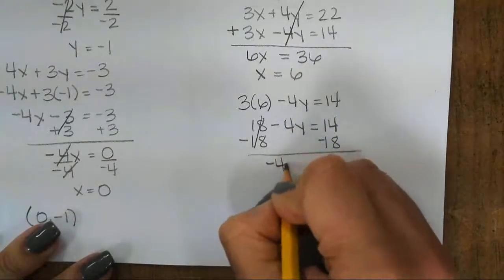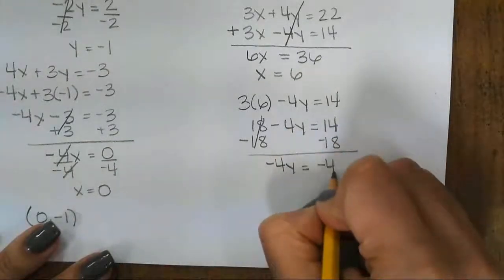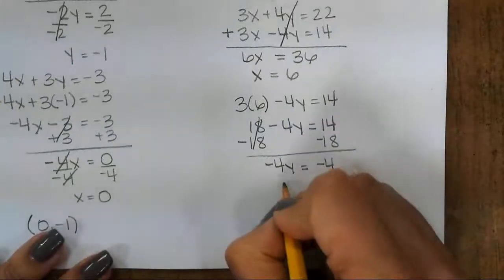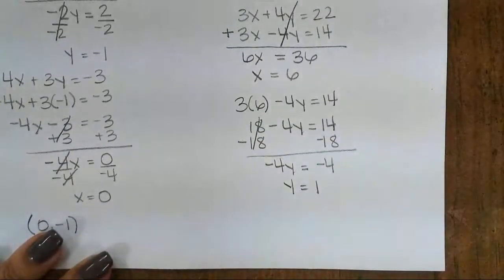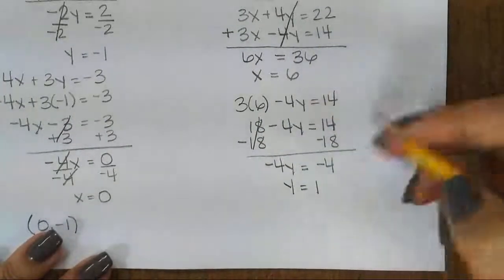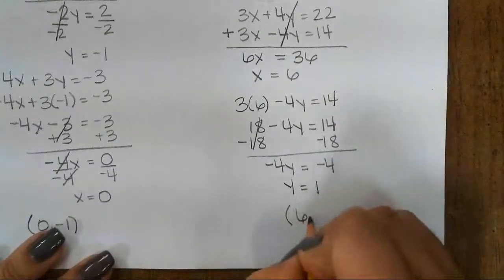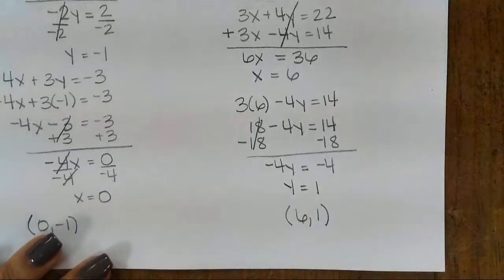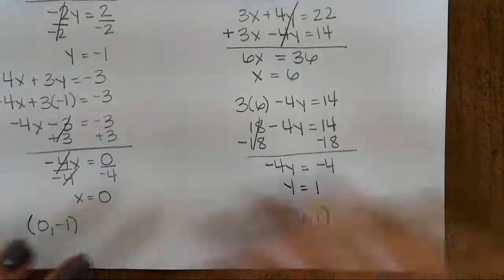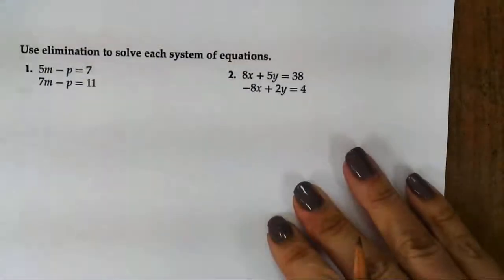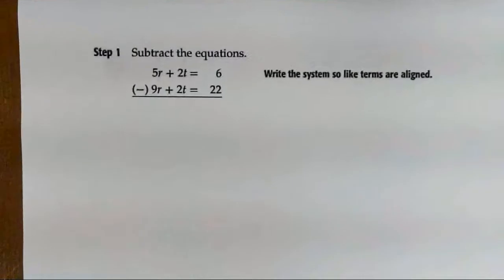I have negative 4y equals negative 4. And when I divide both sides, I get a positive 1. So I have an x of 6, a y of 1. My solution is 6, 1. Pretty straightforward. Now, let's go on into subtraction.